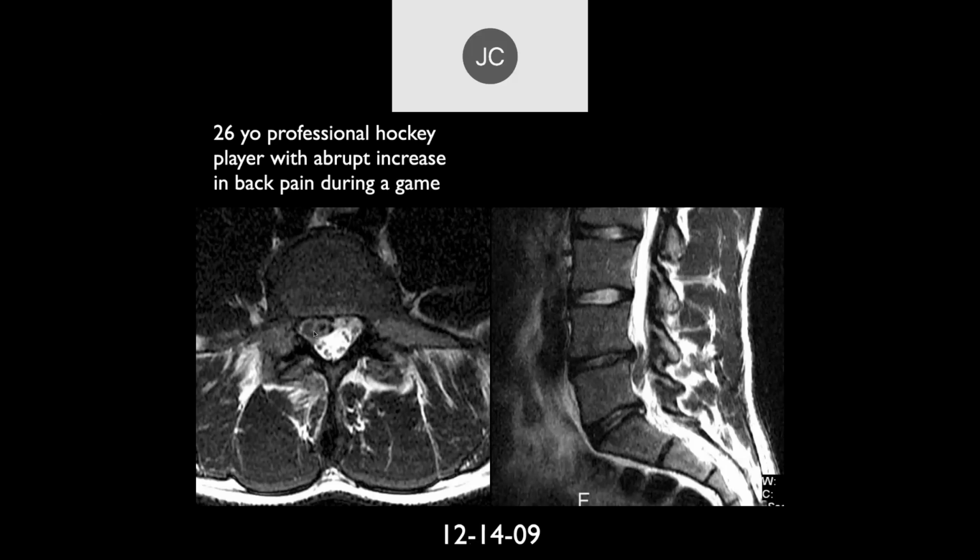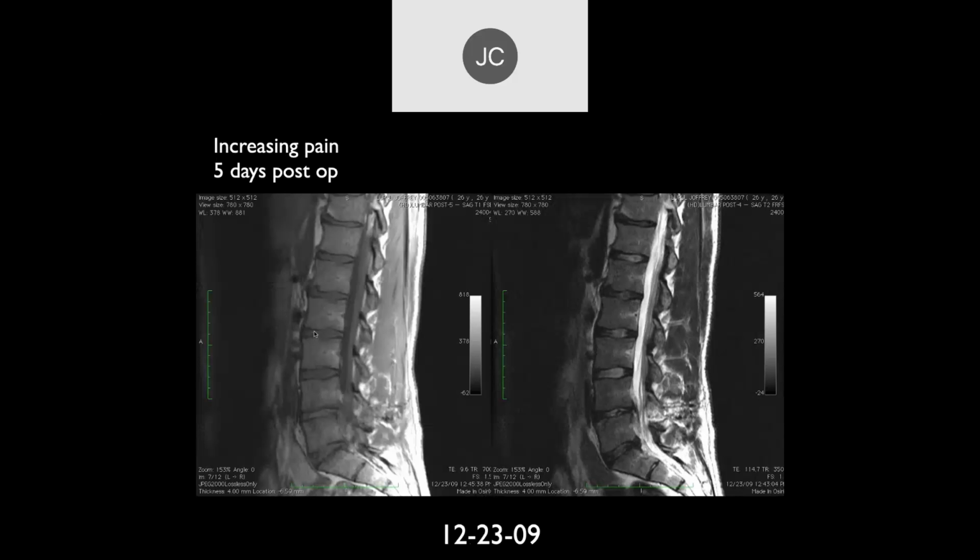He wanted to get back into playing as rapidly as possible, so they operated on him. And 5 days after surgery, he spiked a temperature and had increased back pain. And this is what it looked like. So there's a lot of, I guess, edema along the surgical tract there. So you see the surgical tract edema.